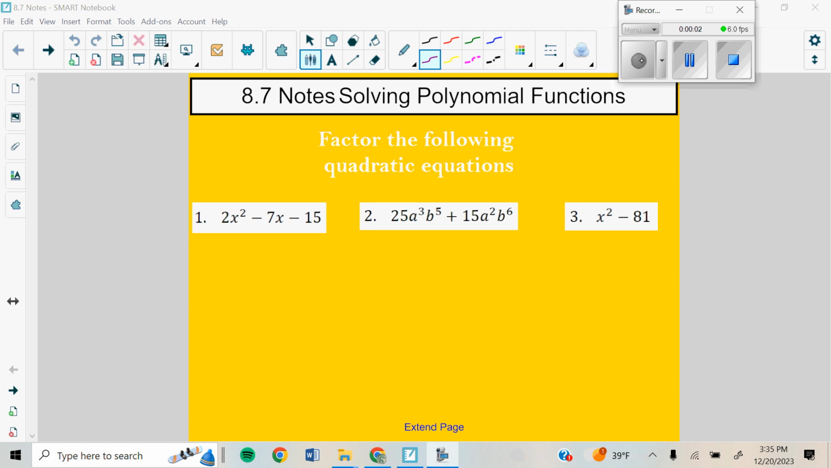Hey, ladies and gentlemen, we are looking at 8.7 notes on solving polynomial functions. So we're doing some more with polynomial functions, but today we're going to do some factoring and remind ourselves of that. So I want you to go ahead and pause the video here and try factoring these three problems. These are things we factored back in Algebra 1. We factored them again here in the first part of Algebra 2. So I want you to pause the video here and factor these and then come on back.